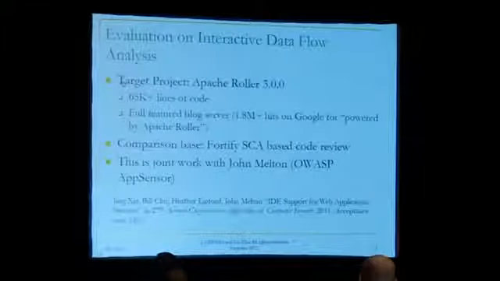Now I'm going to talk to you a little bit about evaluation. We're in the research world, not in product, so we have to say how well this works. We did an in-depth analysis of an open source project, Apache Roller, which has about 65,000 lines of Java code and is quite widely used. If you do a Google search for "powered by Roller," probably over 1 million sites pop up, and it's actively maintained. So this is a reasonably well-maintained open source project.